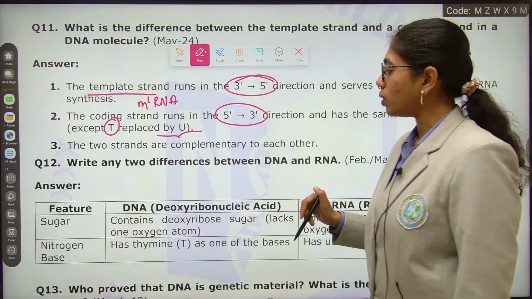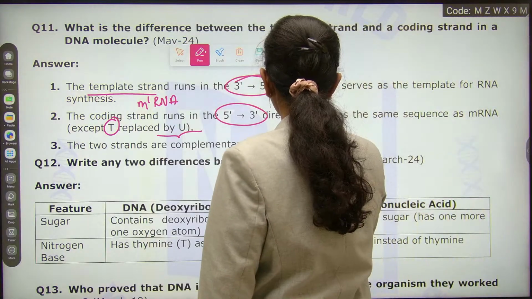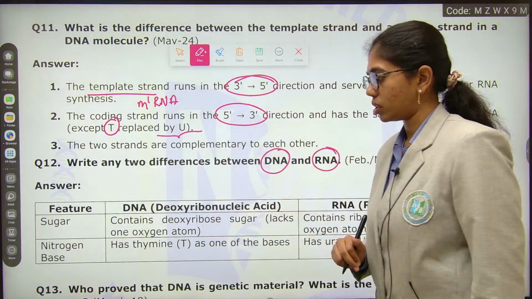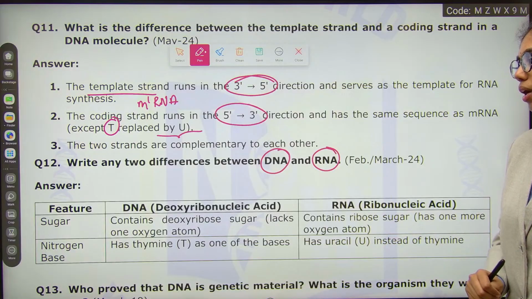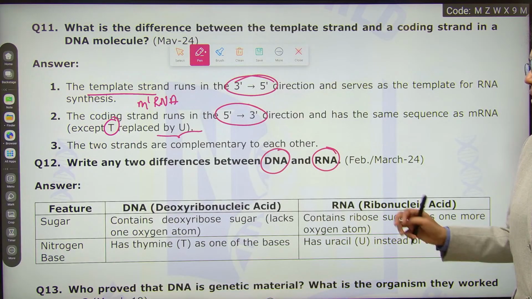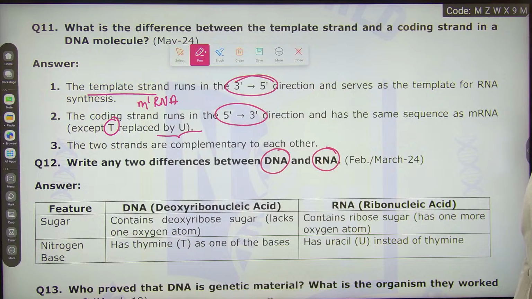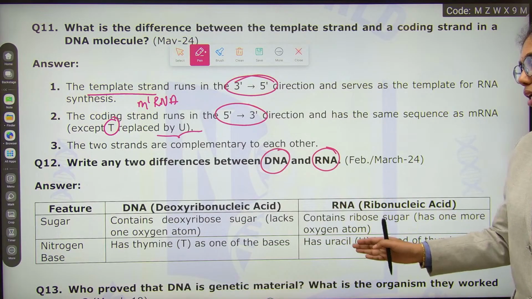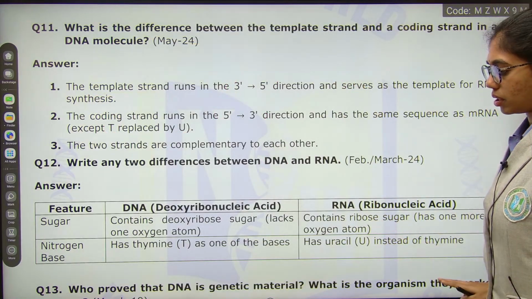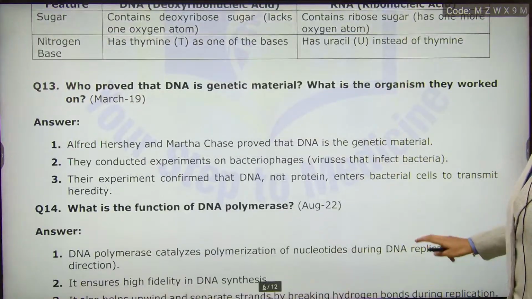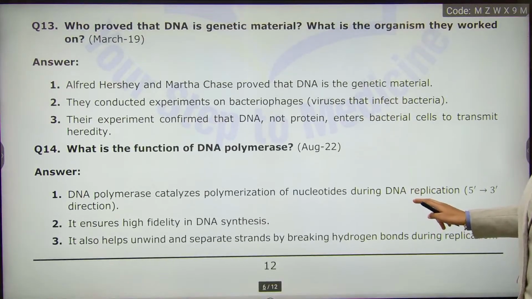Write any two differences between DNA and RNA. Any two differences. You can consider sugar and nitrogen base, or you can consider single stranded and double stranded forms as well. Here I have mentioned sugar and nitrogen base. You can see it is deoxyribose sugar in DNA and ribose sugar in RNA. Nitrogen base: in DNA it is thymine, and in the place of thymine in RNA uracil will be present. Look at the next question.